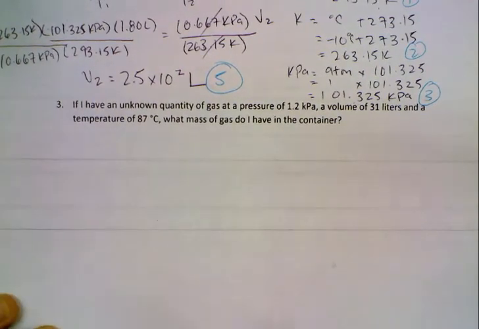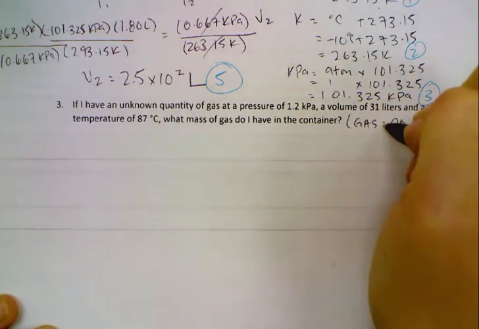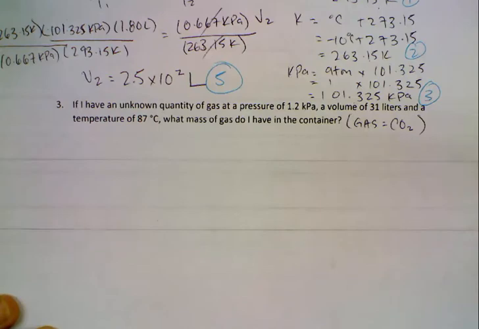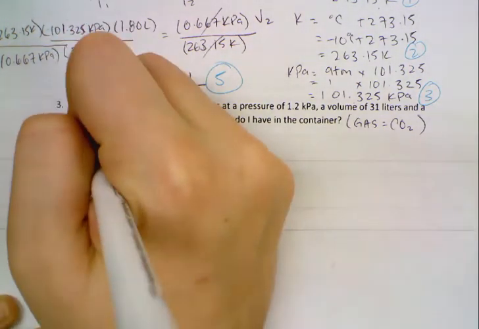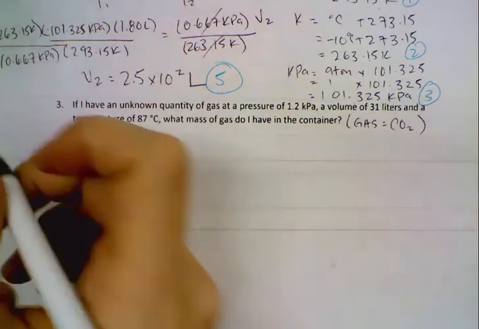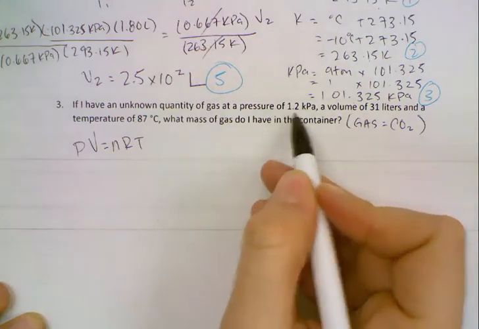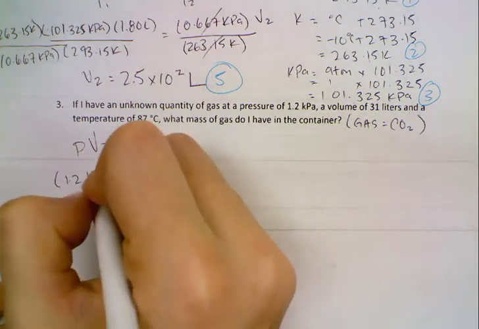In this question, some information was added that the gas was CO2. That's going to help us answer the question. So because we're only given one set of information here we're using PV equals nRT. Okay. While we're filling this out, our pressure is in kilopascals, which is what we need it to be in, so we don't have to convert that.